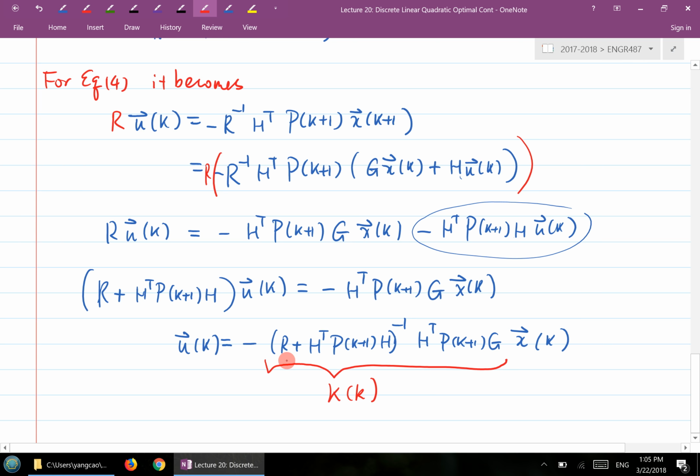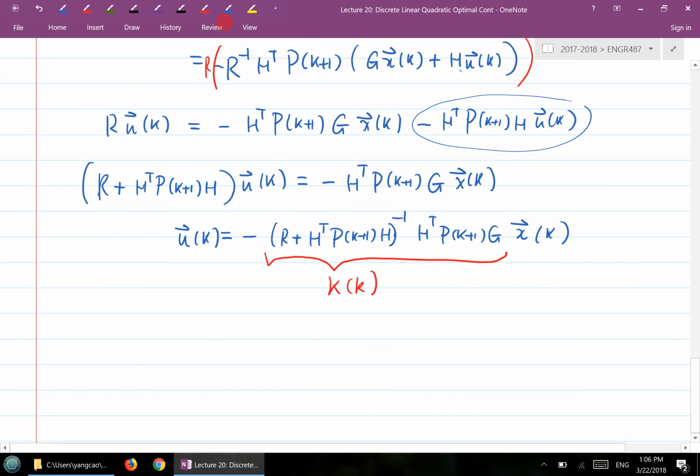But now it changes every step. That's right. And what does this depend on? You see, it depends on R, H transpose. But then there's one more thing here. It depends on this P matrix here, which we don't have yet. But we got a solution for K, for now at least.